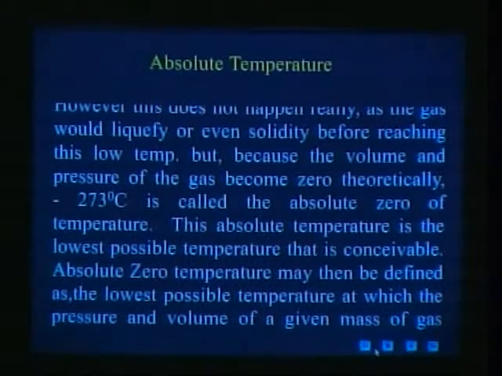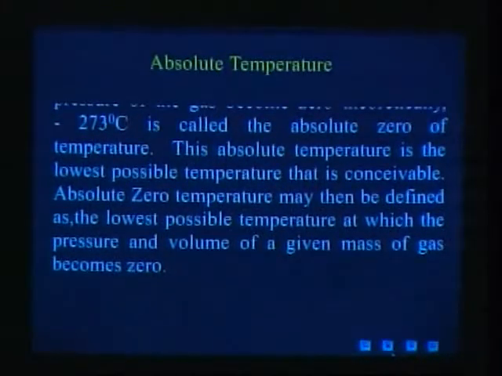However, this does not happen really, as the gas would liquefy or even solidify before reaching this low temperature. But because the volume and pressure of the gas become 0 theoretically, minus 273 degree centigrade is called the absolute zero of temperature. This absolute zero is the lowest possible temperature that is conceivable. Absolute zero temperature may then be defined as the lowest possible temperature at which the pressure and volume of the given mass of gas becomes 0.